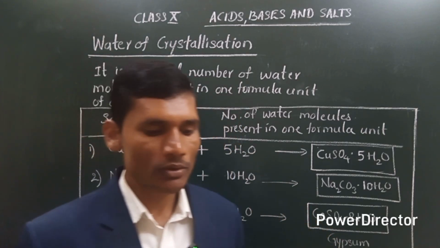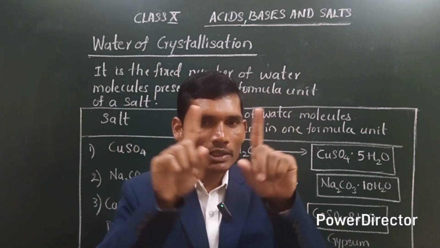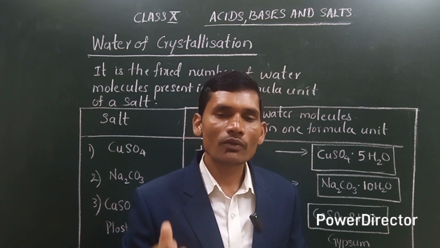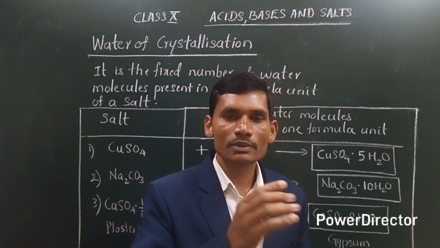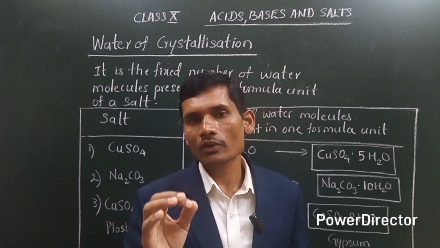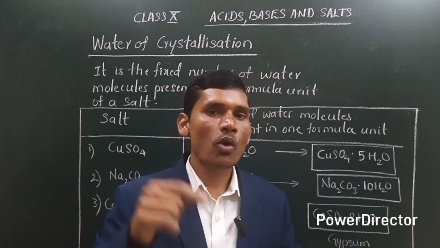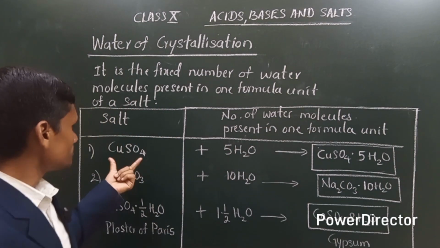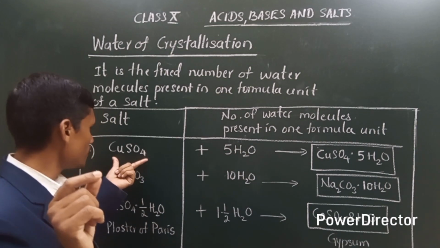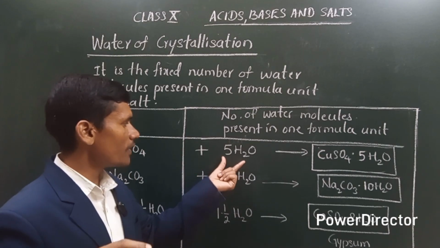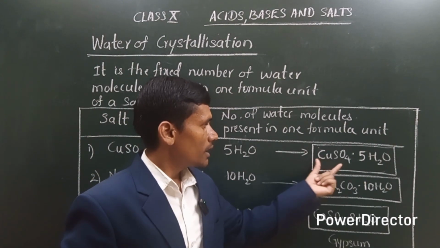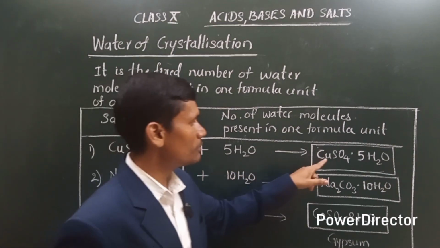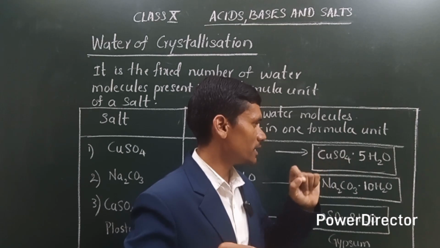One formula unit of salt means what? Copper sulfate, if you take, it is one formula unit, means just one molecule we can say. This fixed number of water molecules that is present along with that is called water of crystallization. Then what is the water of crystallization of copper sulfate? It is 5, as we have written here. See, in this one formula unit of copper sulfate, there are 5 water molecules. Okay, and these 5 water molecules together, when they are added with this, it is giving blue color copper sulfate, that is called hydrated here, right?